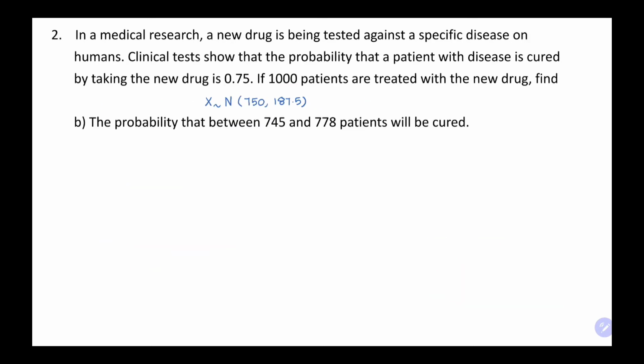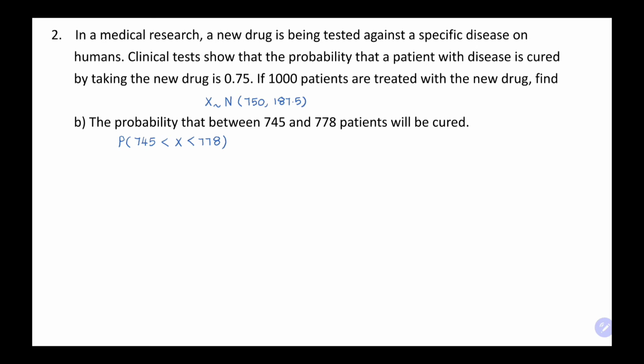We continue question B. Same question. Find the probability that between 745 and 778 patients will be cured. So we find P(X between 745 and 778). Between means the sign doesn't have an equal sign, just less than and greater than.